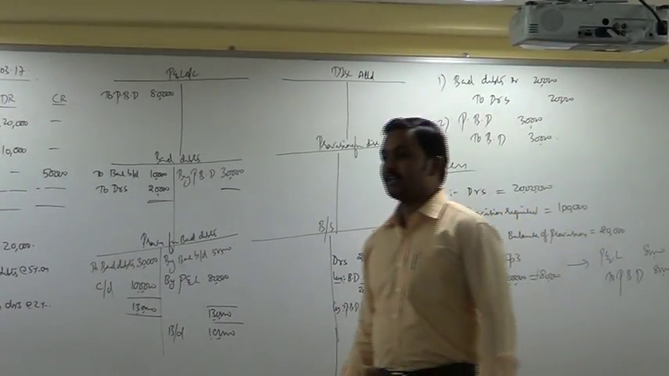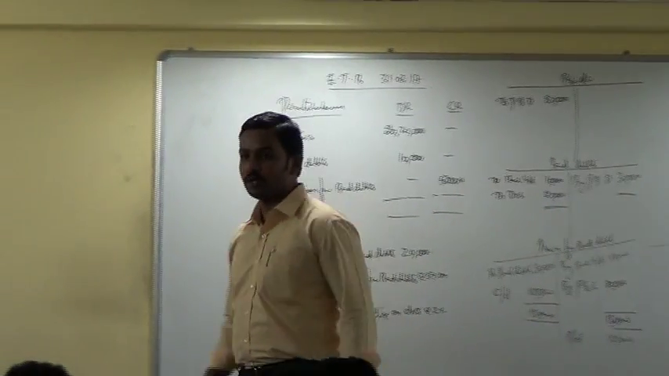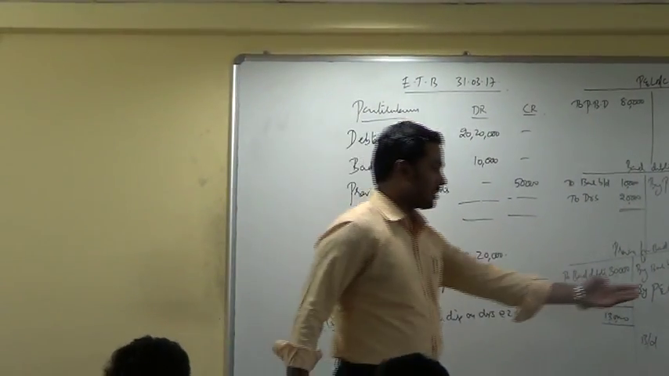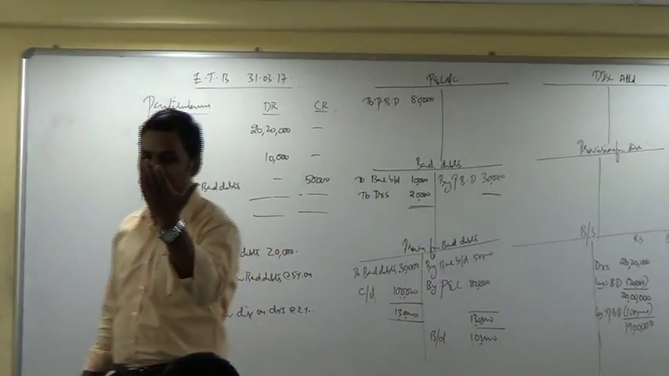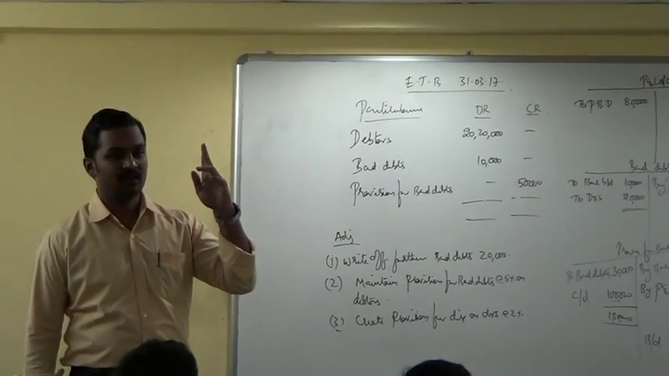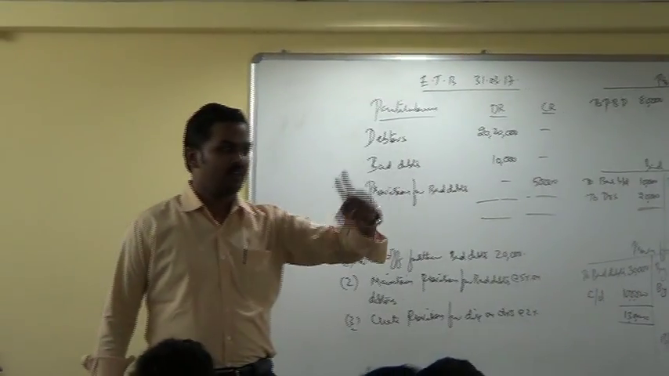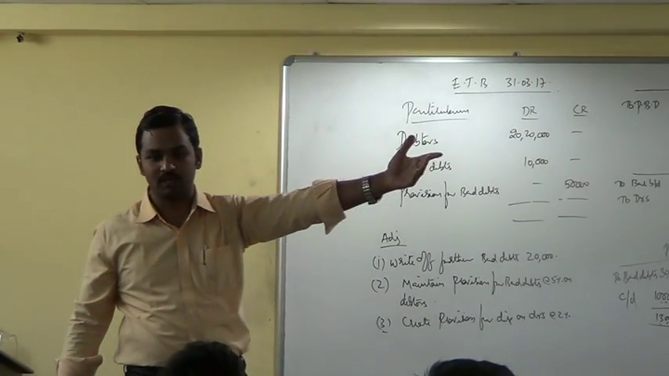Now the next adjustment: create a provision for discount on debtors at the rate of 2%. On these debtors of 19 lakh, we expect that 2% will not be collected. So for that also we have to provide. We expect a loss. We have to set aside profits to meet that loss in the future.